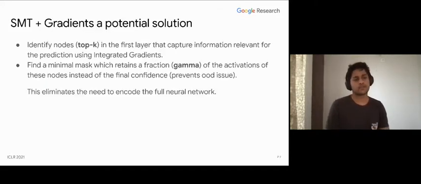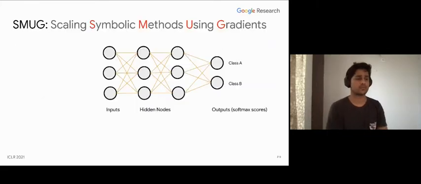The first step is to use integrated gradients to identify nodes in the first layer that capture information relevant for the prediction. Then a minimum mask is found, which retains a fraction of the activation of these nodes. Since our method doesn't do a full forward pass of the masked image till the final layer, the out-of-distribution issue is mitigated. Also, this approach is scalable since it eliminates the need to encode the full neural network. In the next slide, we explain the core intuition behind our work.